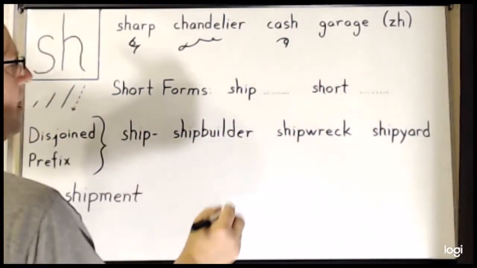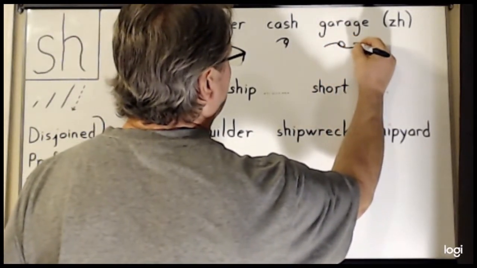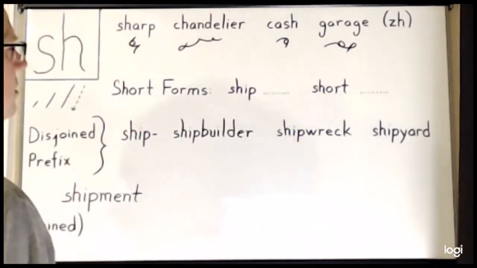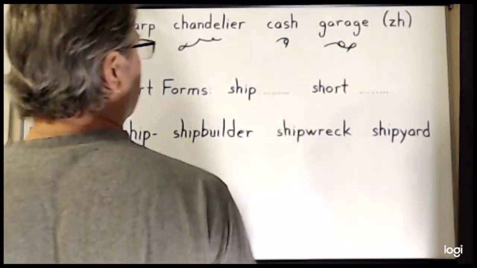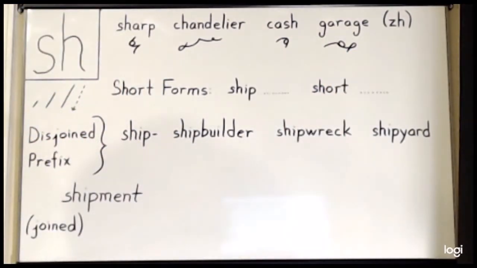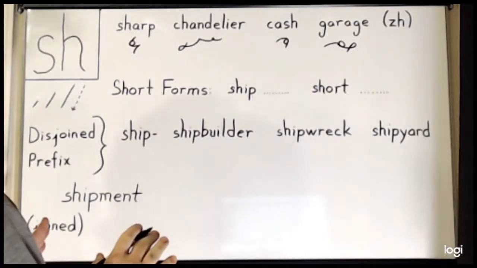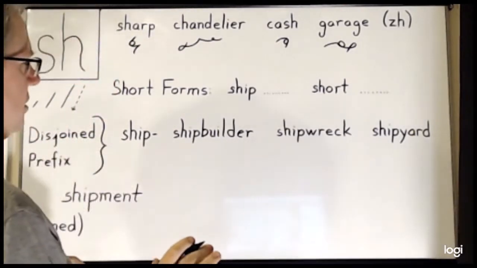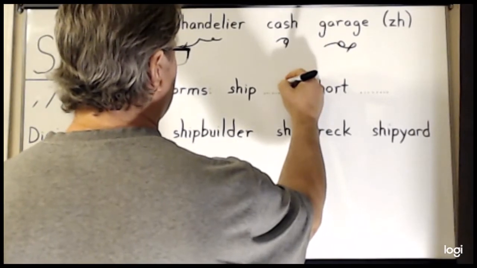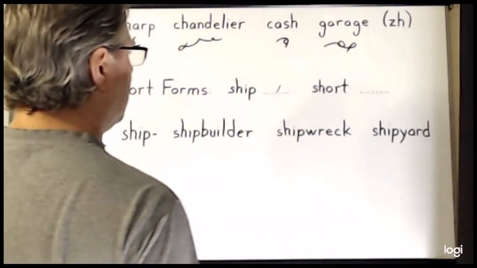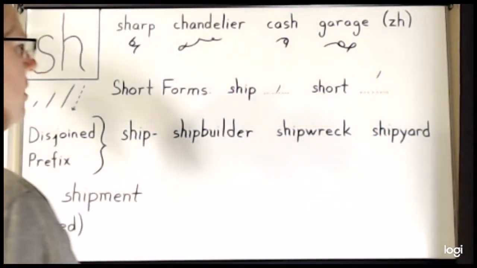Garage with G-A-R-A-S-H. Now, this is the ZH sound. Of course, it's not spelled that way, but that's how it sounds. The short forms for ship, in short, are all represented by the SH, except for ship is written on the line. Short is written above the line when they are by themselves.